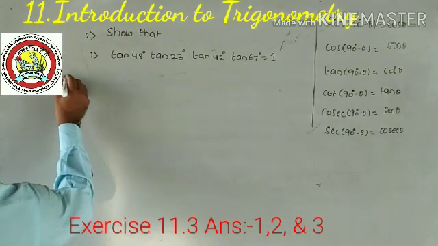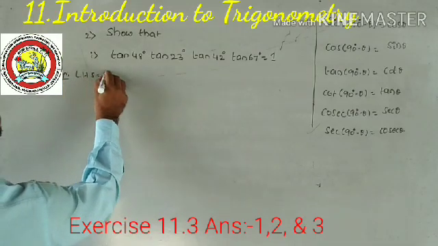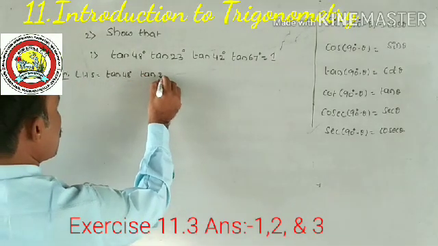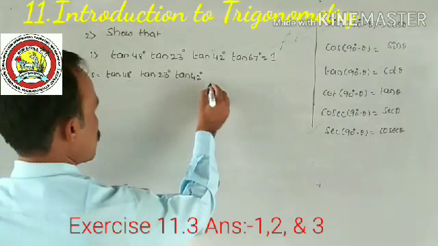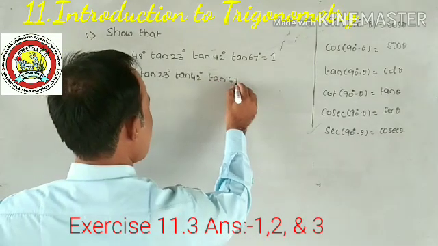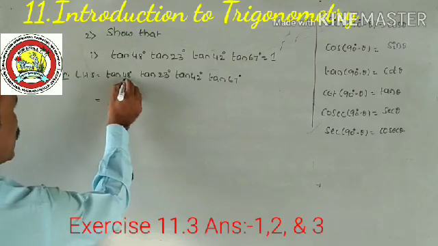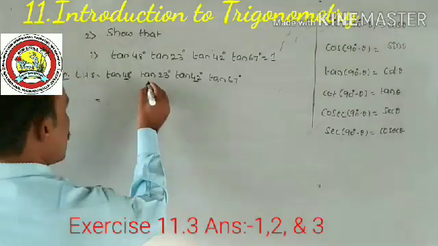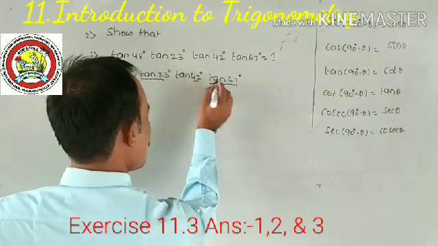That's very simple. Solution: consider LHS, tan 48 into tan 23 into tan 42 into tan 67. This implies any two you make it change. Any two means that is also very careful. Yes, the sum is 90 degree for 48 and 42. Among these two, anyone you make it change. Next, tan 23, tan 67. Out of these two, anyone you make it change.